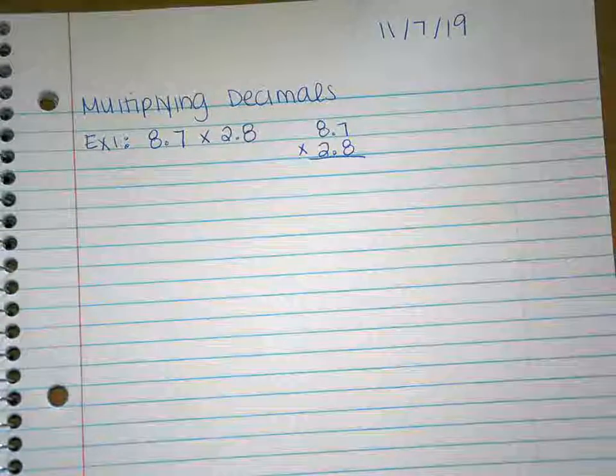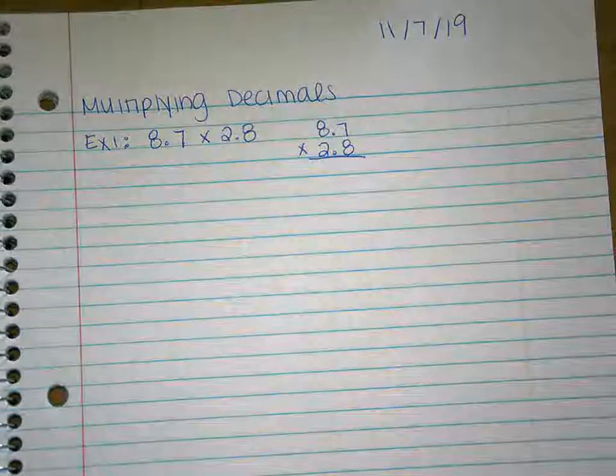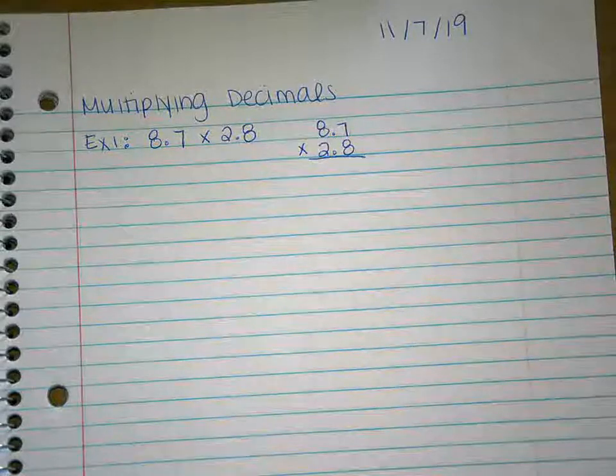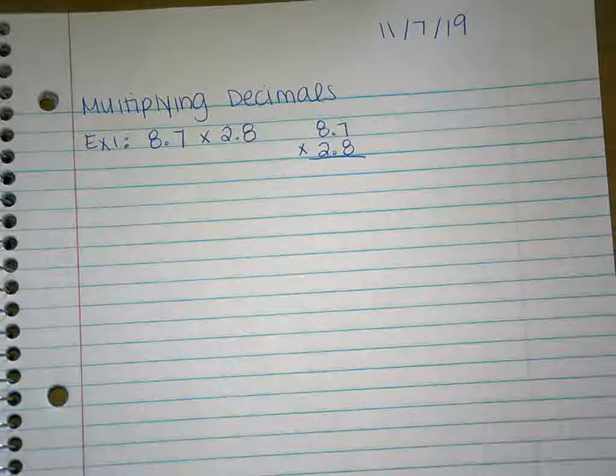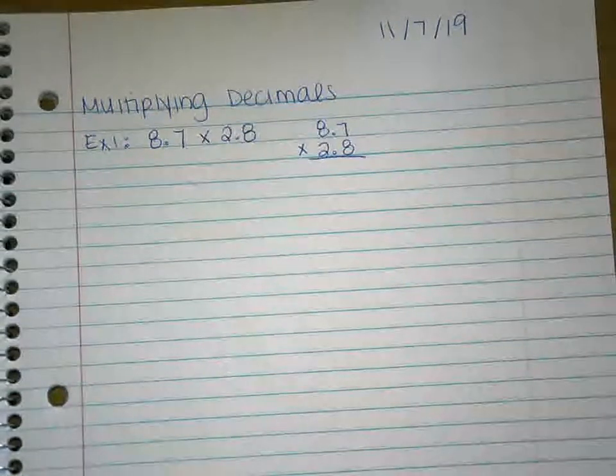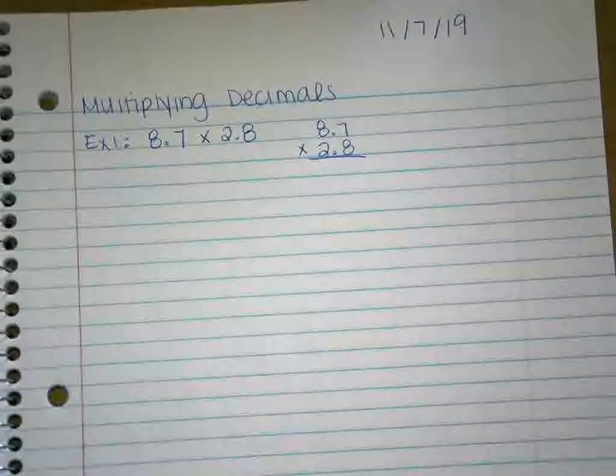Remember, you are lining up the numbers. We are not lining up the decimals. In this case, do we happen to line up the decimals? Is that okay? Absolutely. So multiply like there are no decimal points there, guys.